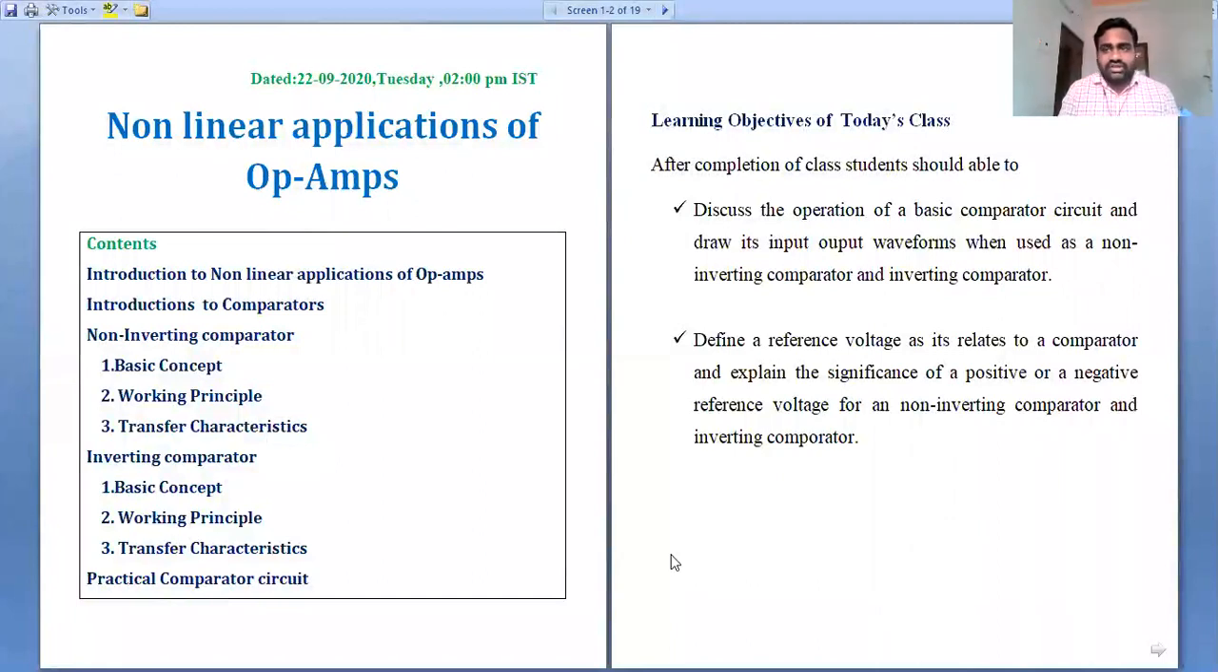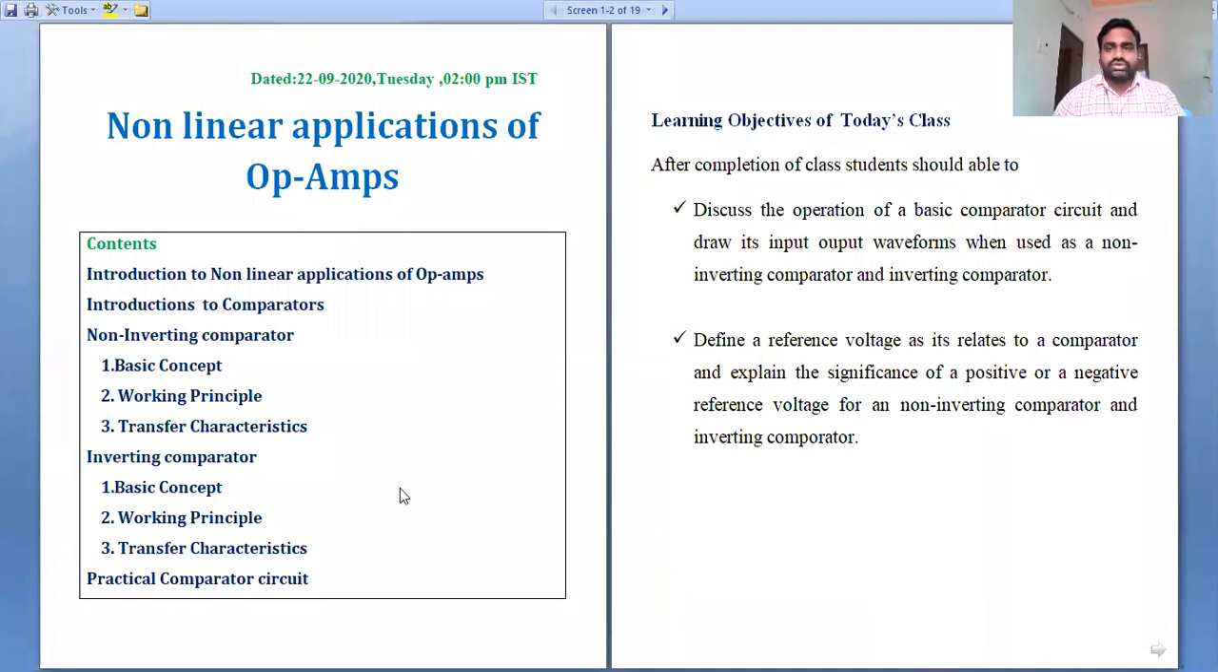So in previous class discussions, we discussed the nonlinear applications of operational amplifier. In today's class, we are going to discuss a new concept, that is nonlinear applications of operational amplifier. Okay. So nonlinear applications with respect to the discussion of operational amplifier.